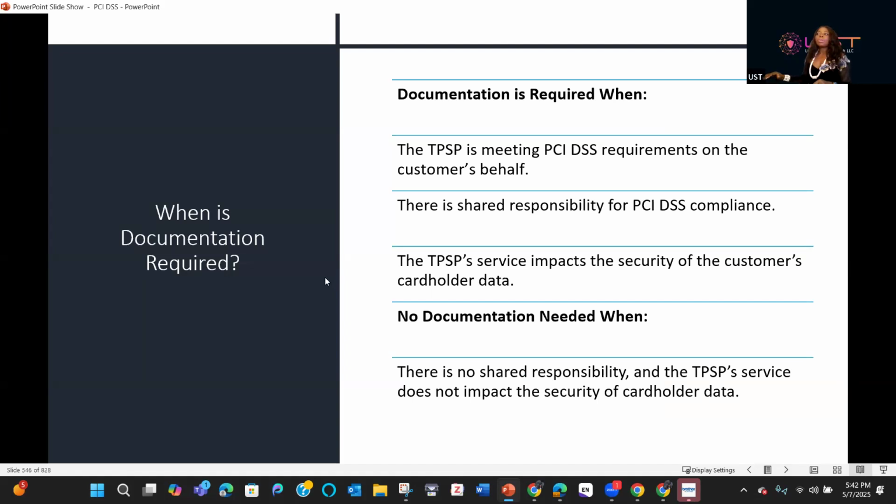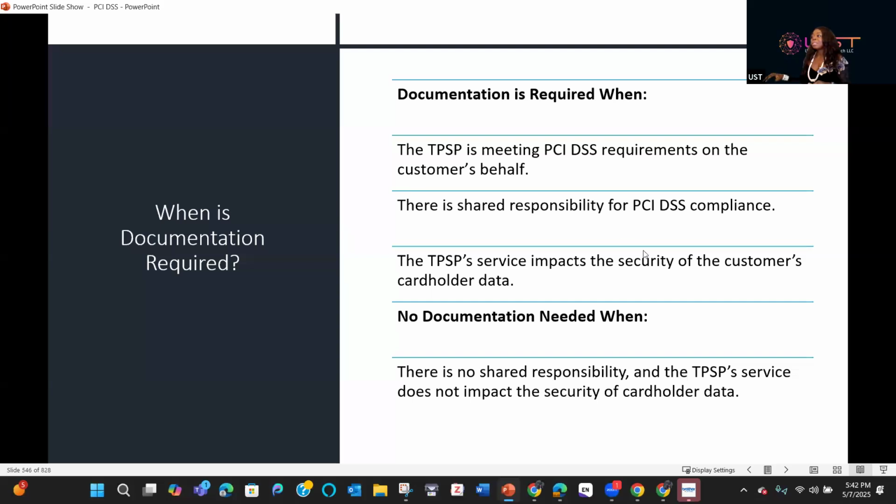But when is documentation required? I think I should be able to, no, I'm just going to write on. The third-party vendor is first of all meeting PCI DSS requirements on their customer's behalf. So this is shared responsibility for PCI DSS. Then the third-party service provider's service impacts the security of the customer's cardholder data.